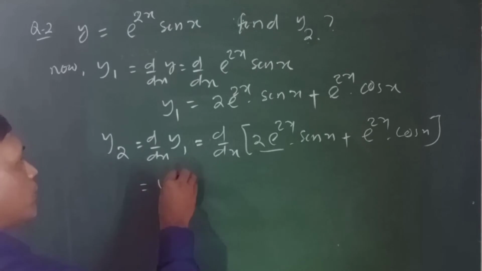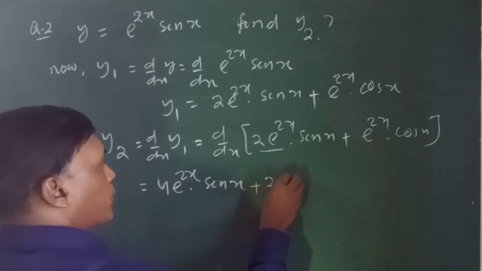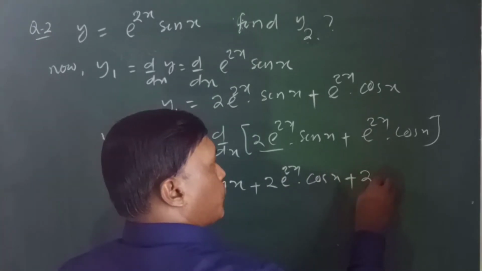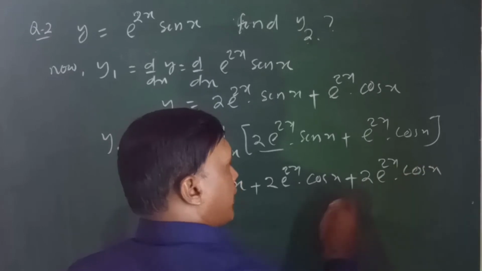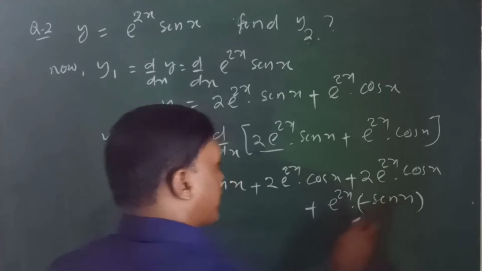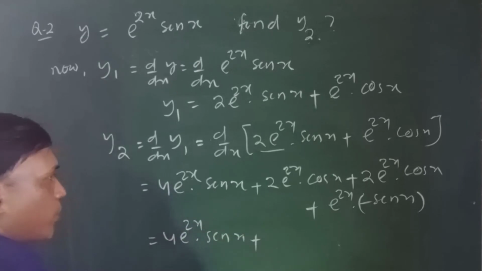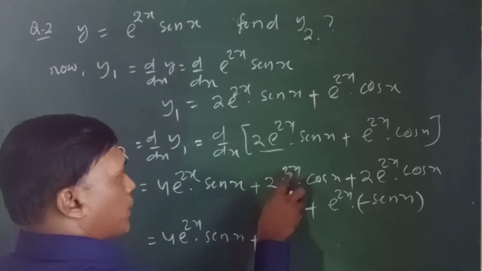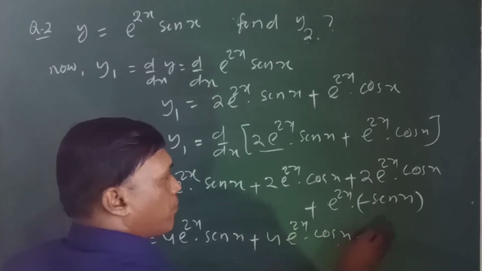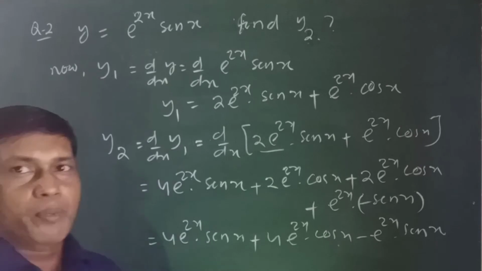This is equal to, here is derivative first, 2 into e to the power 2x, derivative 2 into e to the power 2x. So this is 4 into e to the power 2x into sin x, derivative first into second plus first into derivative second. And here is derivative first is 2 into e to the power 2x into second plus first into derivative cos x is minus sin x. And this is equal to 4 into e to the power 2x into sin x plus 2 into e to the power 2x cos x. Here is 2 into e to the power 2x cos x, 4 into e to the power 2x cos x minus e to the power 2x into sin x. So you can take common e to the power 2x and find the answer.